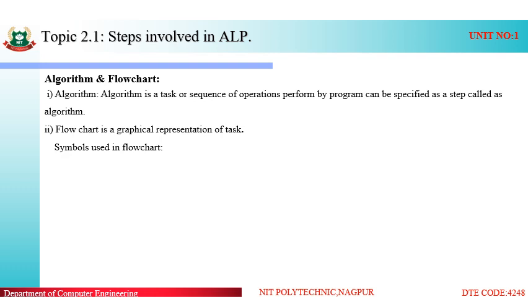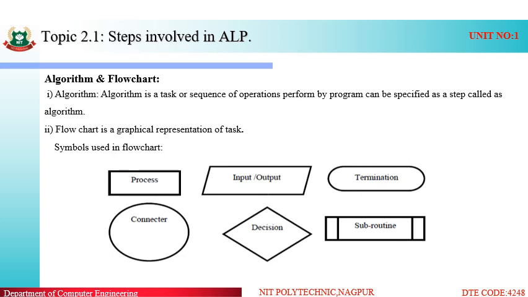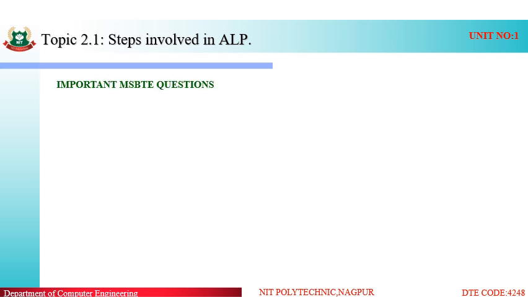So the different flowchart symbols we use to draw a flowchart. For process we use rectangle. For input output operation we use parallelogram. Ellipse is used for termination, decision making, then subroutine, and then connectors. Similarly, arrows are used to draw a flowchart.